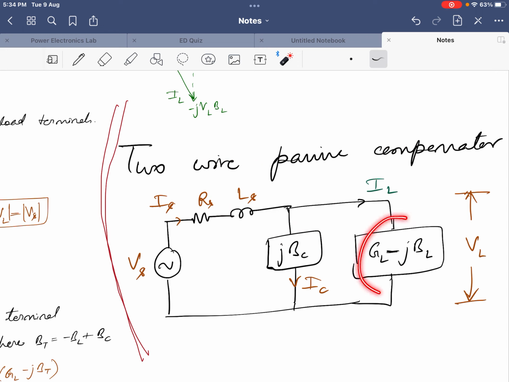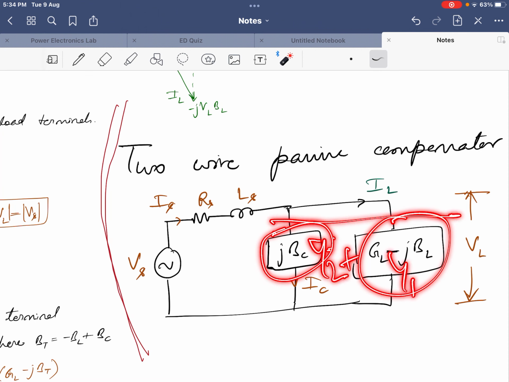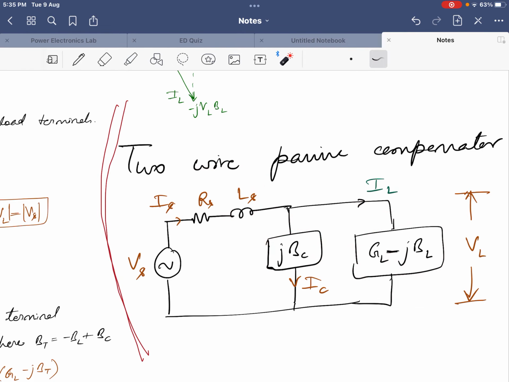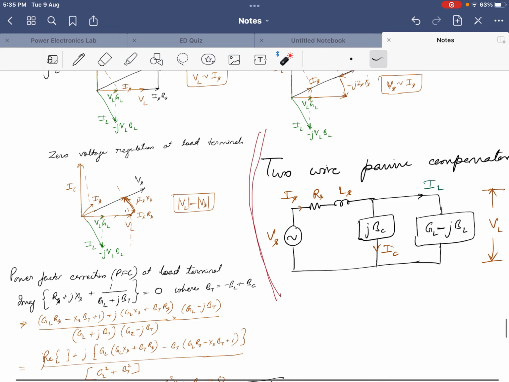Again, this is the admittance Y1 and this is the admittance Y2. In parallel, we need to add these two, Y1 and Y2, and to get the impedance, 1 by Y1 plus Y2, added with this L and R. So we keep these two in the same frame.